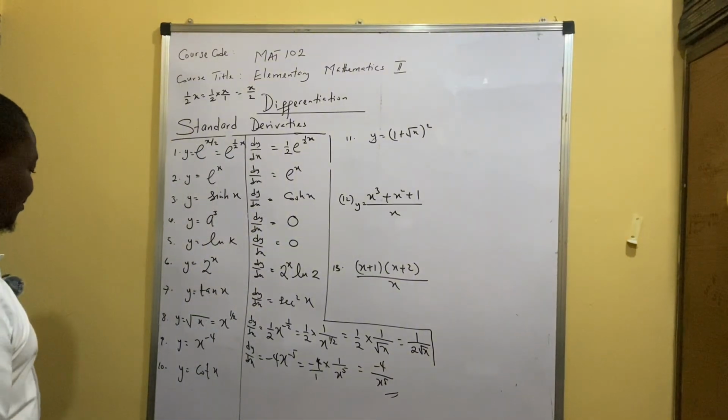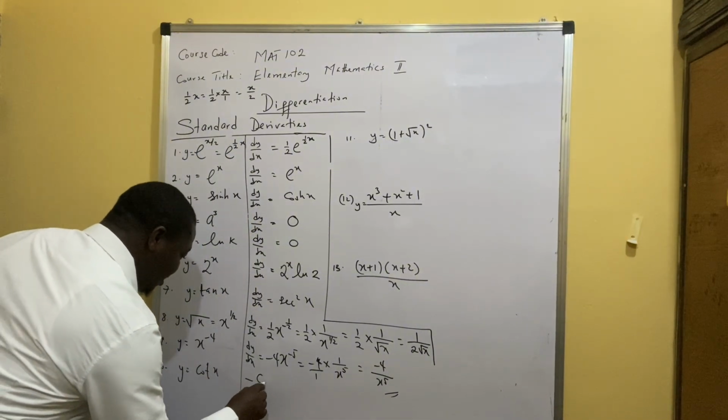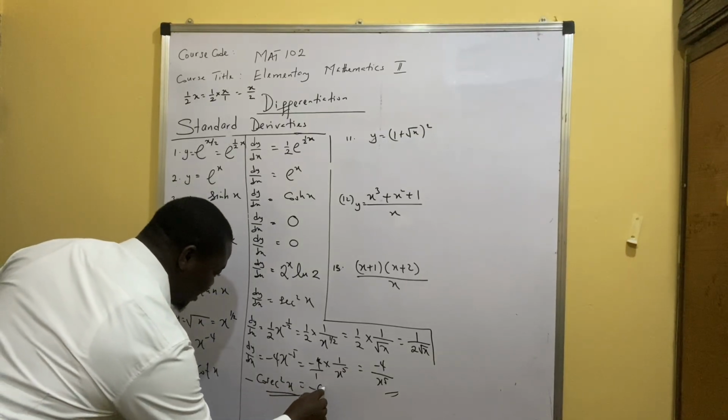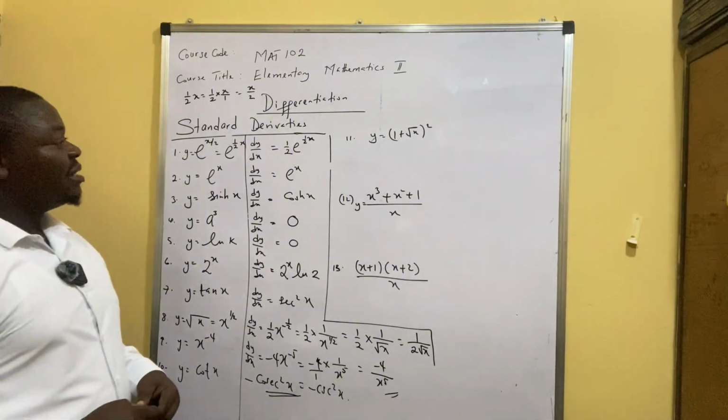So what about the last one? This one is very simple. The derivative of cot x is minus cosec squared x. Or we write it as well as minus csc squared x. Please take note of that. Anywhere you see csc, it represents cosec.